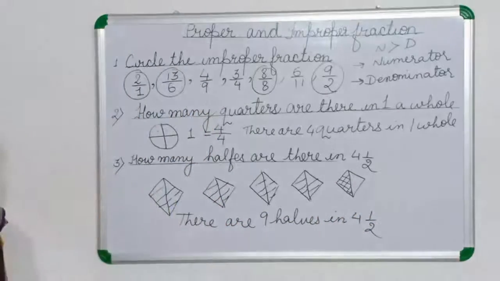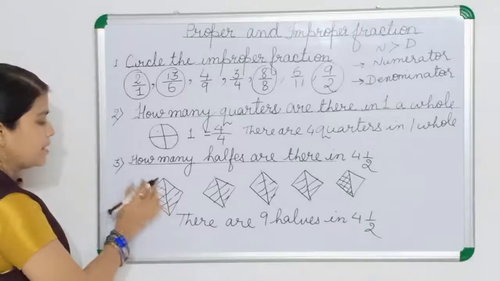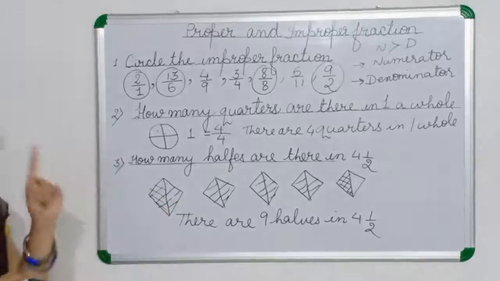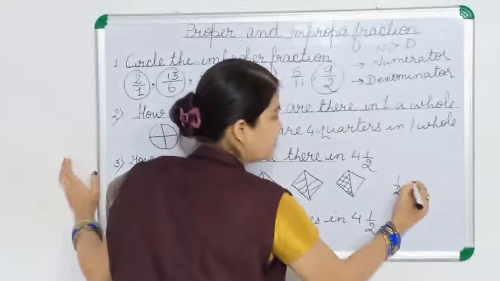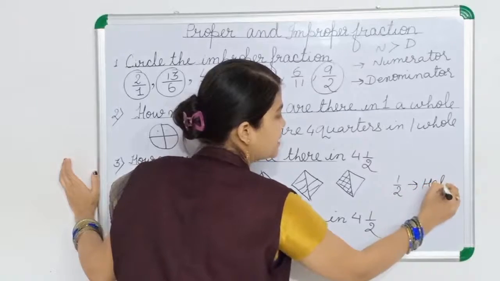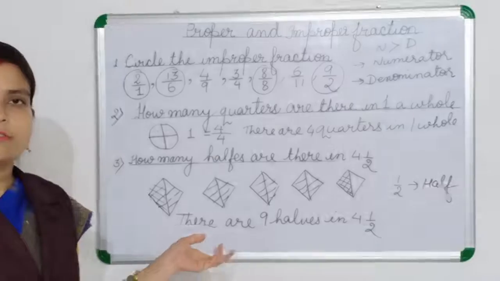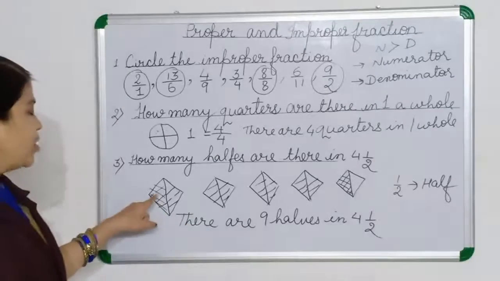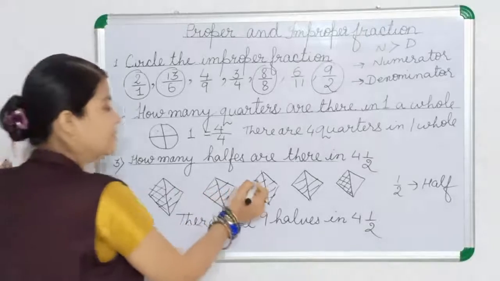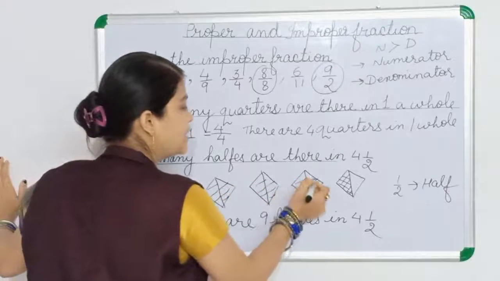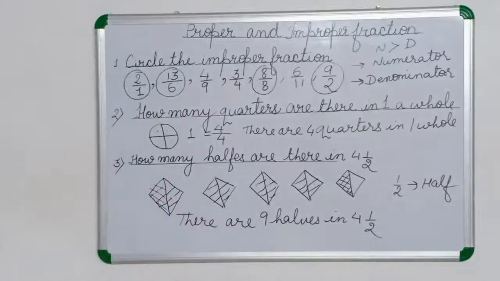From the figure you can see now, you can count by yourself only how many halves is there. This one part of 2 equal parts is known as half, because 1 by 2 we used to say half also, okay? 1 by 2 we are writing as a half also. So, how many halves is there? 1 half, 2 half, 3 half, 4 half, 5, 6, 7, 8 and here it is 9 half. Very easy.